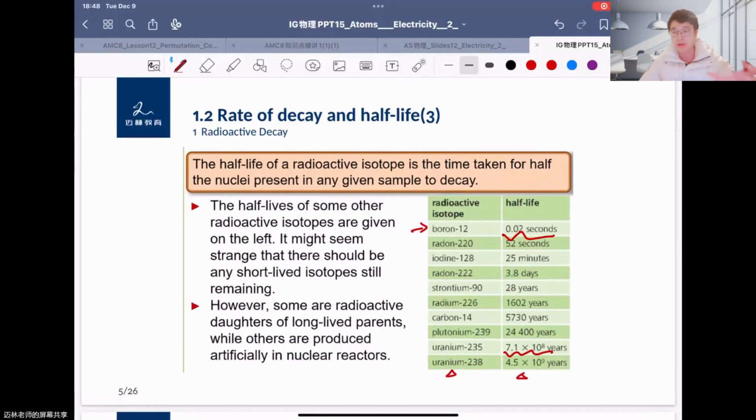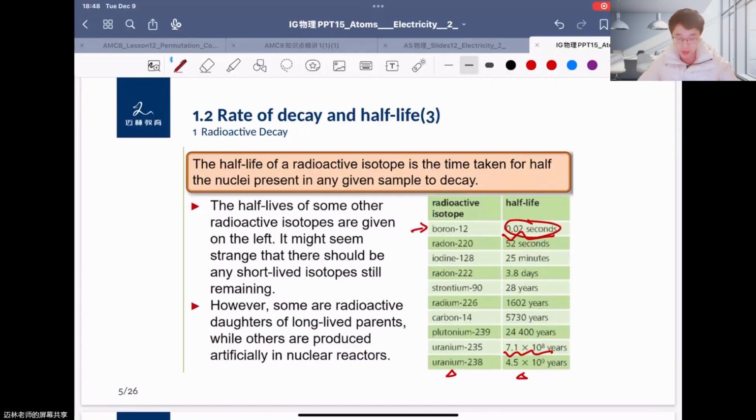Remember that half-life only depends on what the atom is. It doesn't depend on temperature, pressure, or other physical quantities. If you change these other environmental factors, they don't have any effect or influence on the half-life.